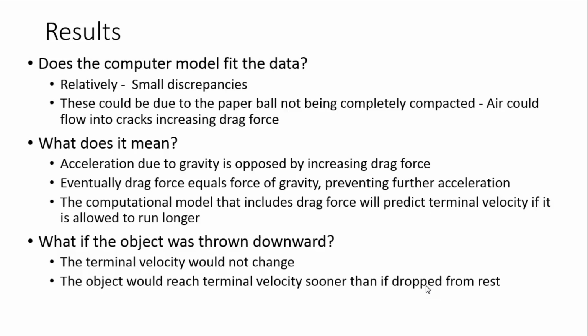In this experiment, the object did not reach terminal velocity; it did not fall far enough. If the object was thrown downward, however, terminal velocity would not change. The only difference in this situation is that the object would reach terminal velocity faster. However, terminal velocity would be the same.